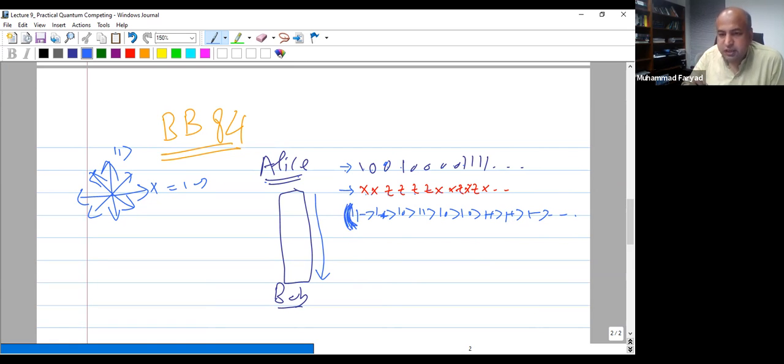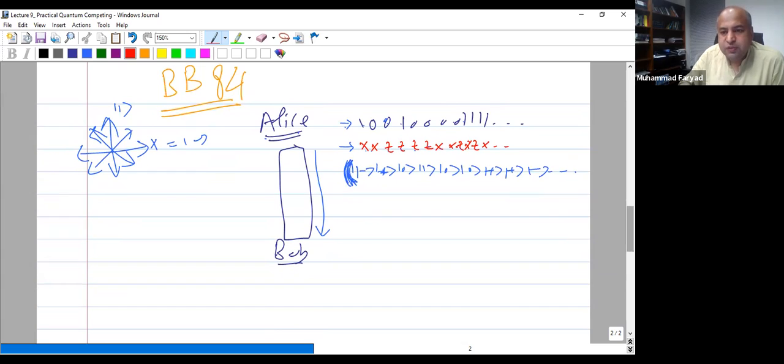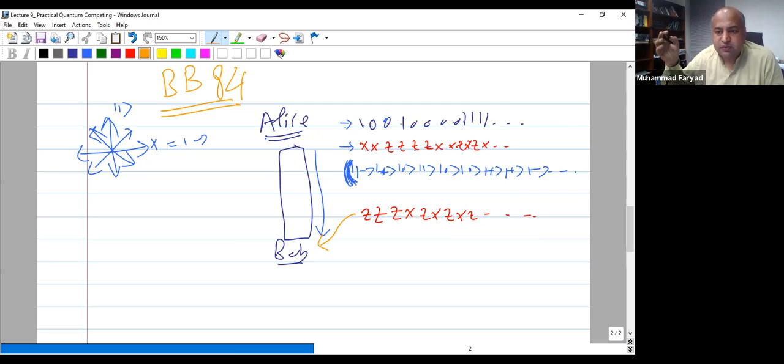So let's for the moment imagine that there's no interception. So the message goes to Bob. Now Bob also chooses a random sequence of bases for measurement. For example, Bob says I will measure the first qubit in Z basis, the second in Z, the third in Z, then X, Z, X, Z, X, Z, and so on. This is now a secret known to Bob only, that he chooses a random sequence of bases to make measurements on these qubits.